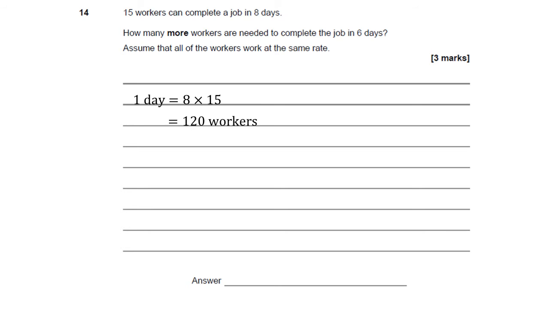To convert this into 6 days, that's 6 times as long. So they're going to do a sixth of the work. So 120 divided by 6 means you would need 20 workers to complete it in 6 days. Now this is where you need to be careful. So the question says how many more workers are needed. We've got 15 to start with. We need 20. So 20 minus 15 is 5.